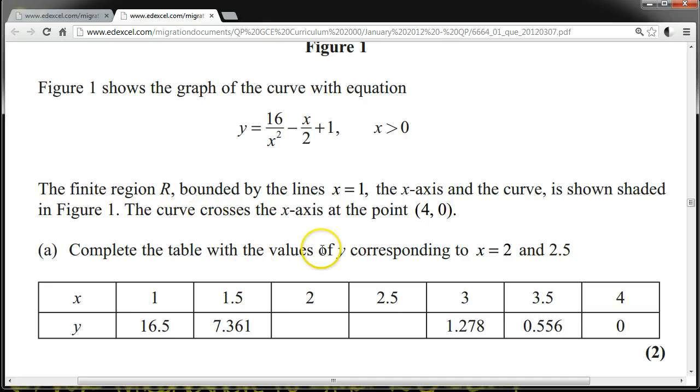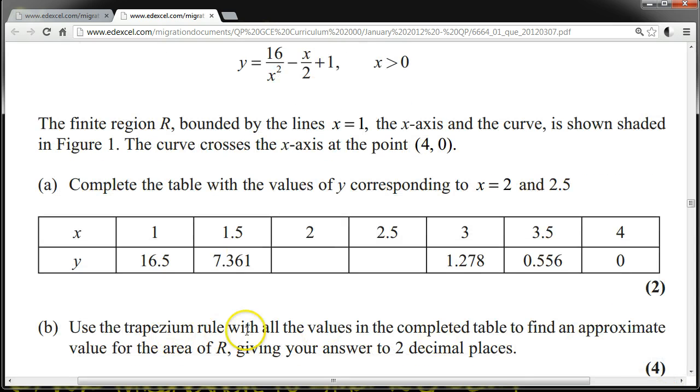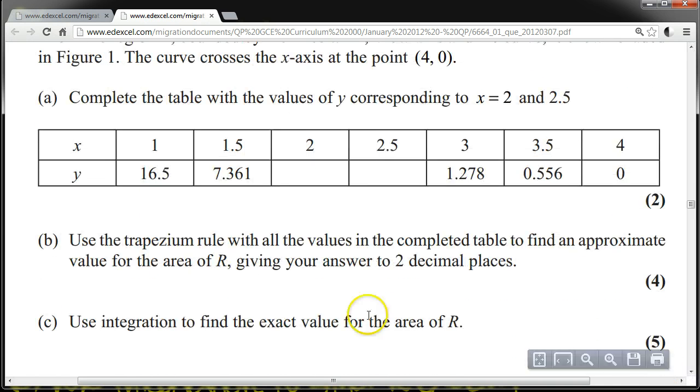Complete the table with the values of y corresponding to x equals 2 and 2.5. Use the trapezium rule with all the values in the completed table to find an approximate value for the area of R, giving your answer to 2 decimal places. Use integration to find the exact value for the area of R.